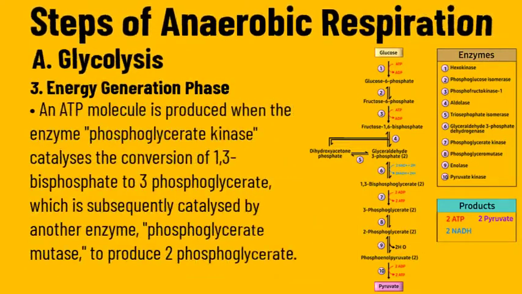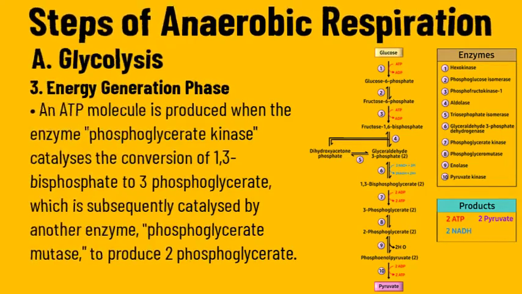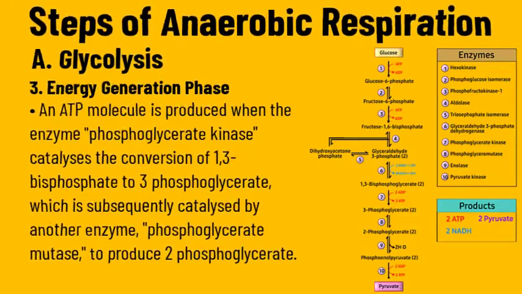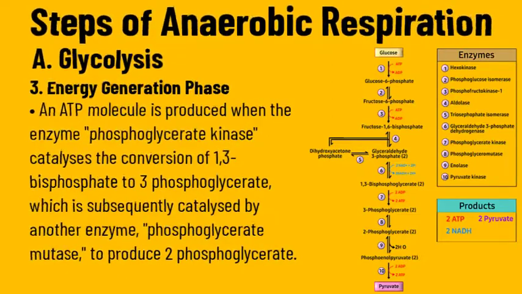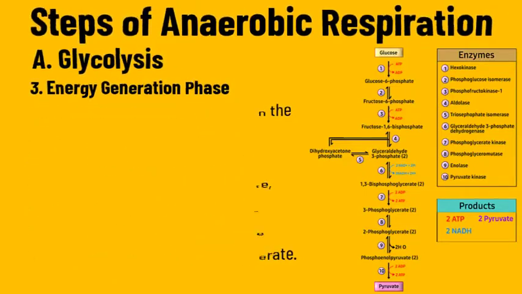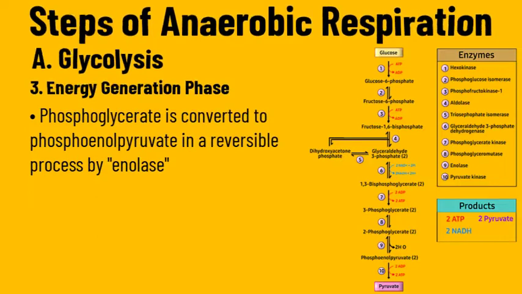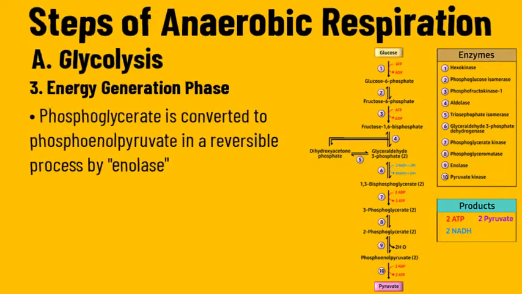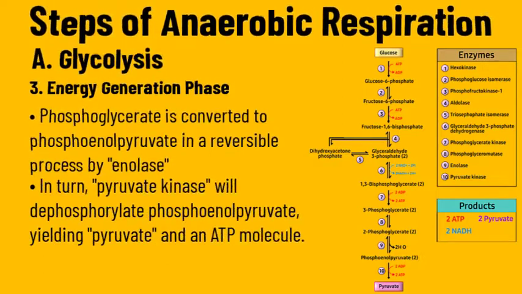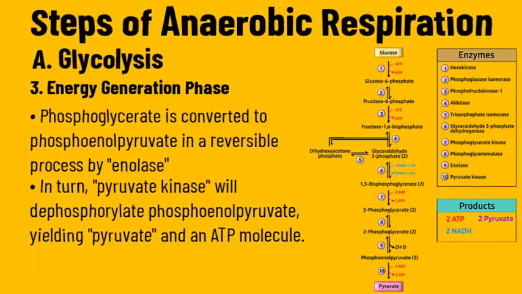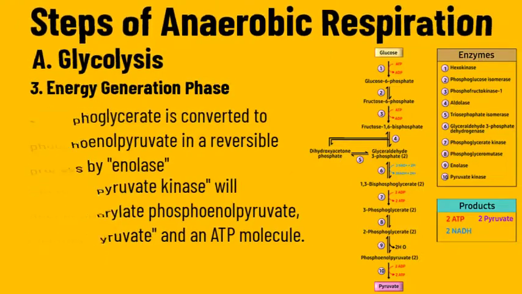An ATP molecule is produced when the enzyme phosphoglycerate kinase catalyzes the conversion of 1,3-bisphosphoglycerate to 3-phosphoglycerate, which is subsequently catalyzed by another enzyme, phosphoglycerate mutase, to produce 2-phosphoglycerate. 2-Phosphoglycerate is converted to phosphoenolpyruvate in a reversible process by enolase. In turn, pyruvate kinase will dephosphorylate phosphoenolpyruvate, yielding pyruvate and an ATP molecule.